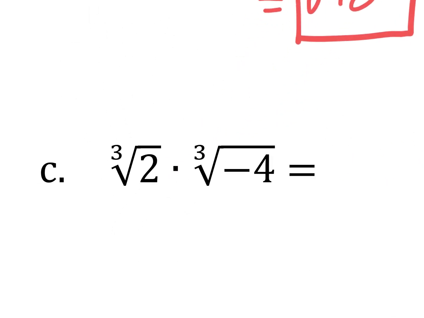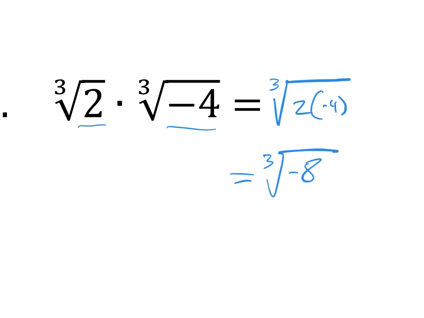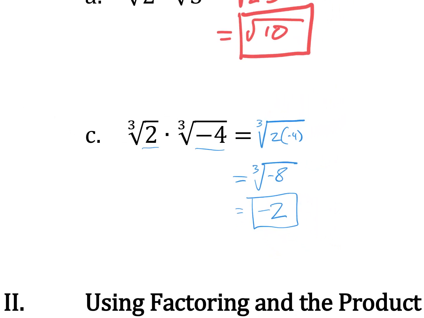Well, how about this? Cube root. Oh, okay. Well, it also works for cube roots here. And we have 2 times negative 4. And we know what 2 times negative 4 is. That is negative 8. All right, and so we have the cube root of negative 8. Oh, can we take the cube root of a negative number? We sure can. It's negative 2. Because remember, we can cube root negative numbers, but you can't square root negative numbers. All right.